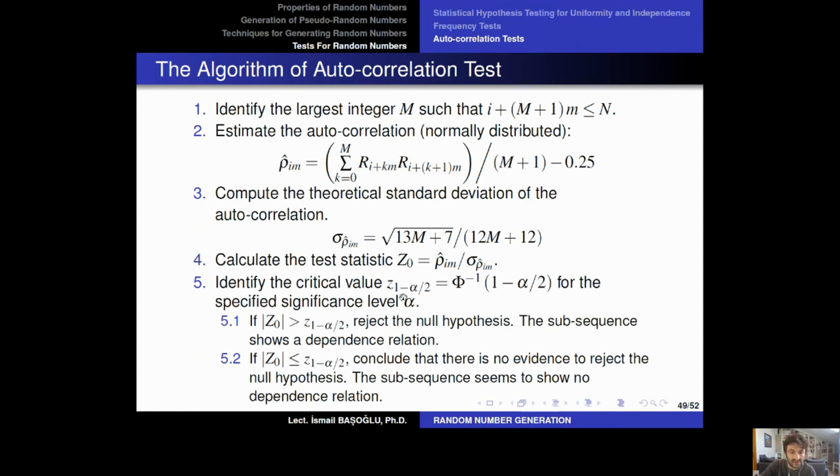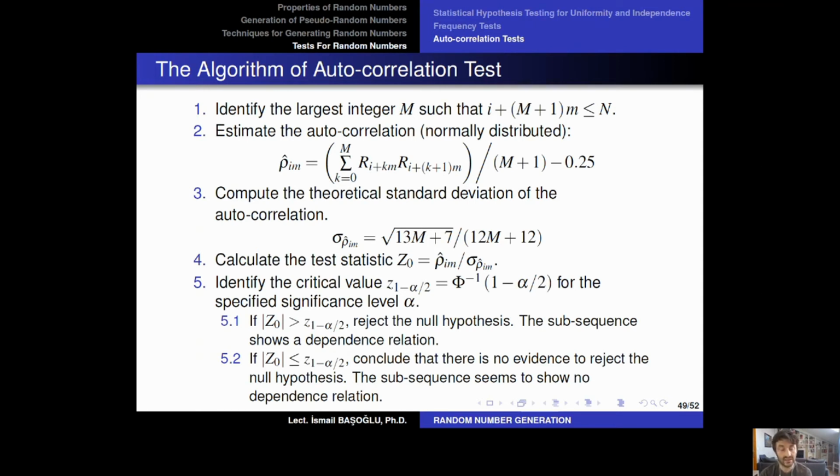So how do we determine the critical value? The critical value is basically the 1 minus alpha over 2 quantile of the standard normal distribution. From the CDF table for the standard normal distribution, we need to identify the inverse CDF at 1 minus alpha over 2, where alpha is your significance level for the statistical testing procedure. And if the absolute value of your test statistic is greater than this value, then you reject the null hypothesis and conclude that there is a statistical dependence in the subsequence, and you reject the sequence itself.